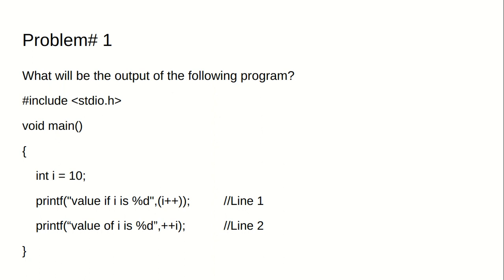As part of the first problem, I have this question. I have this integer I, a variable assigned 10. Now I am printing the value of I plus plus in line 1, and the value of plus plus I in line 2. Can anyone tell me what is the value printed at line number 1, if I initialize the value of I to be 10?